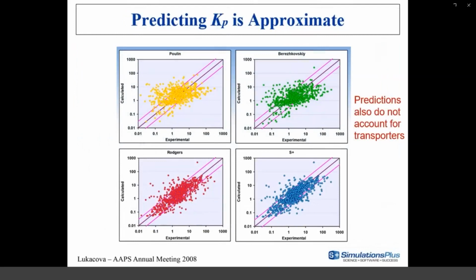This current slide shows the ability of various methods to predict KP values for a variety of drugs and tissues. And what we see is that in general, there's decent correspondence. High calculated values predict high experimental values. Low values predict low values. However, the concordance is not perfect. One won't necessarily get exact values. Some of the data points are well away from the line of identity. So these predictions are approximate. They also do not account for transporters or disagreements with the free drug hypothesis.